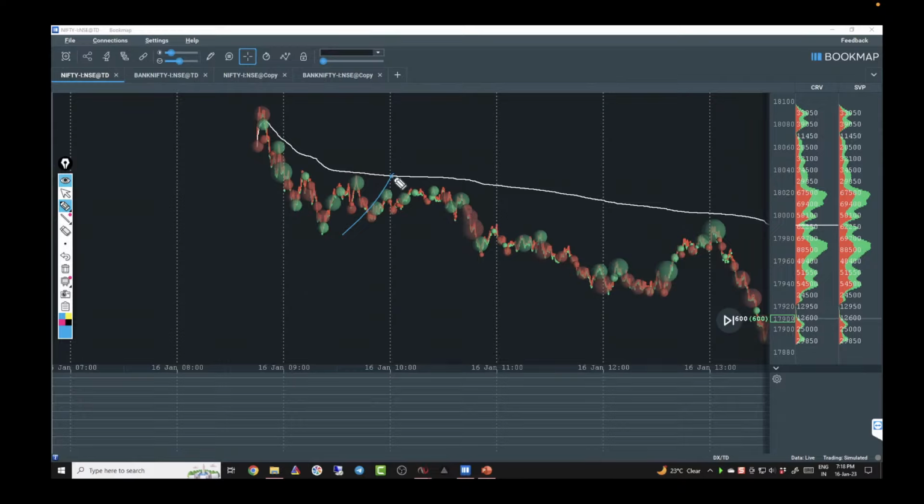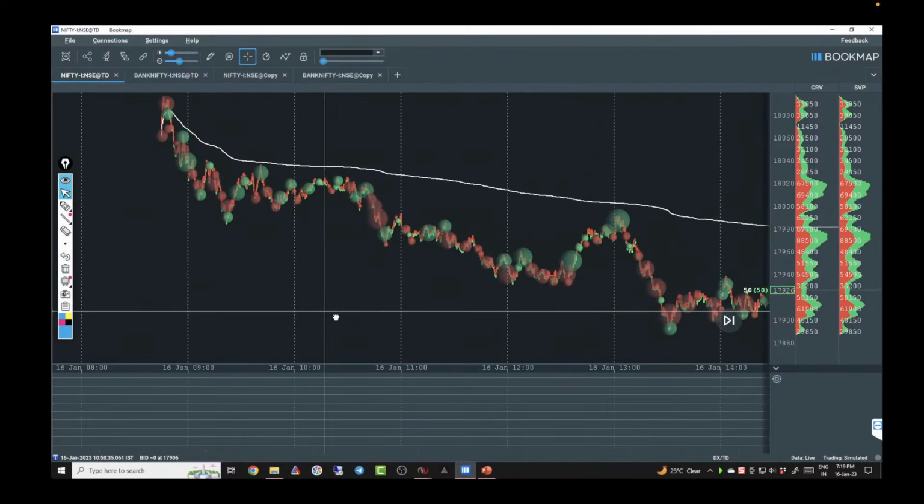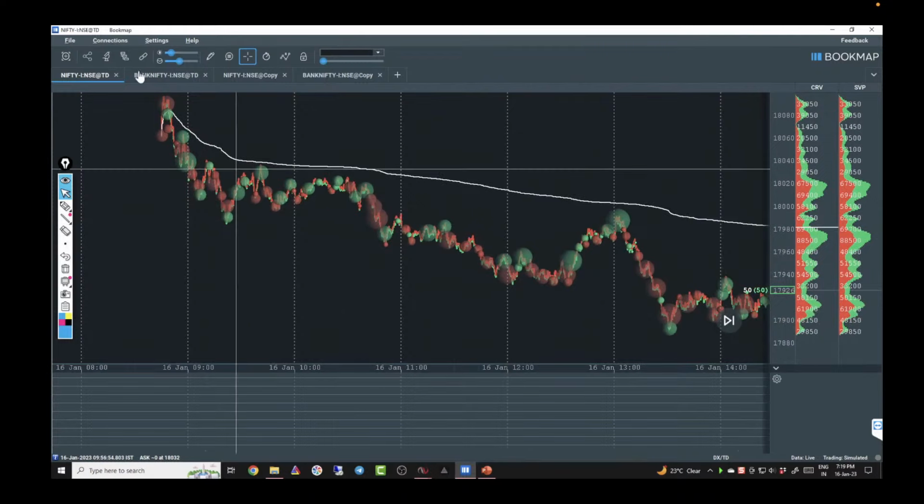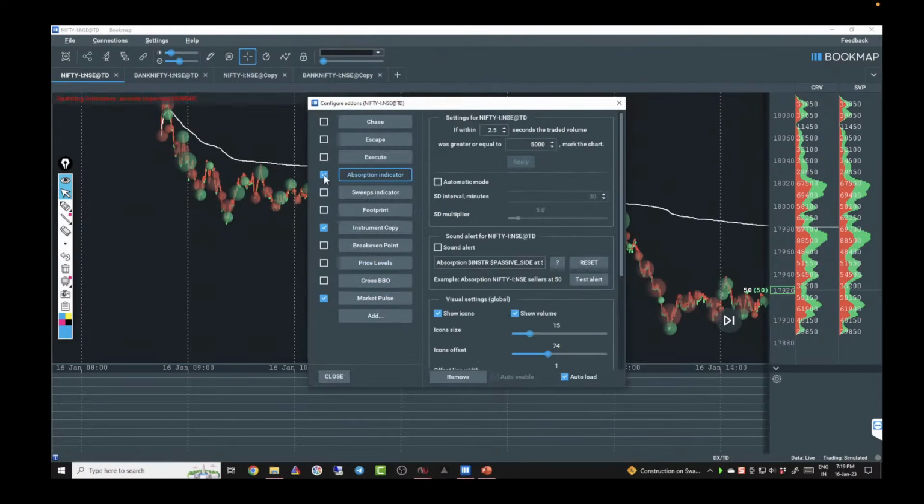There is also another way to look at it: if the price is sustaining below VWAP, that shows a negative bias. If the price is sustaining above the VWAP, then that indicates a positive bias. So this is a basic indicator that we use. Now comes the third indicator that I wanted to add, which is the absorption indicator.